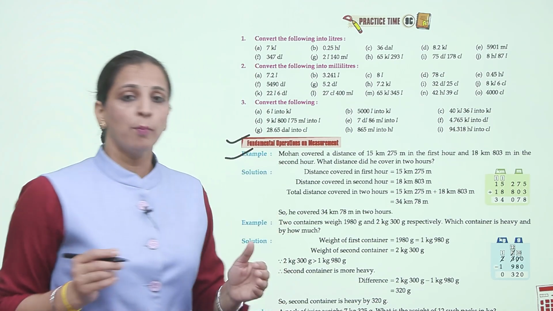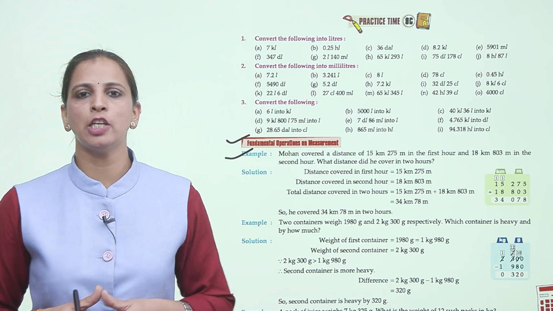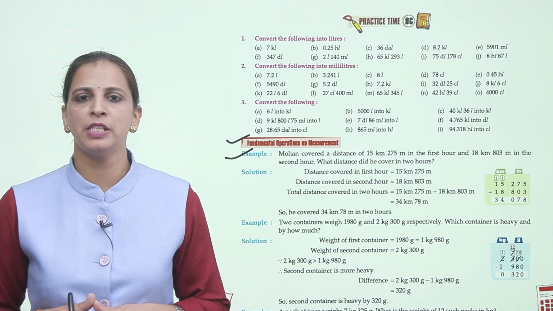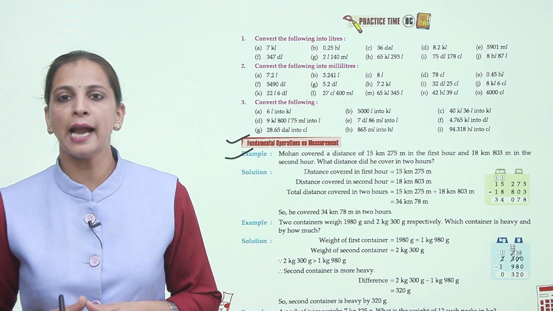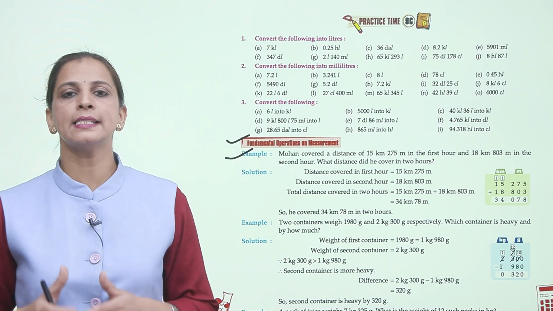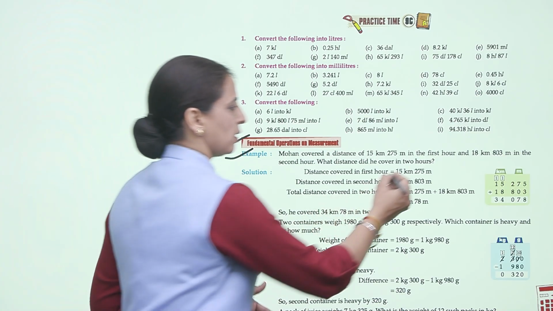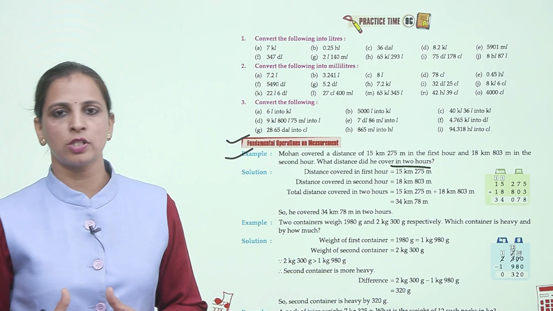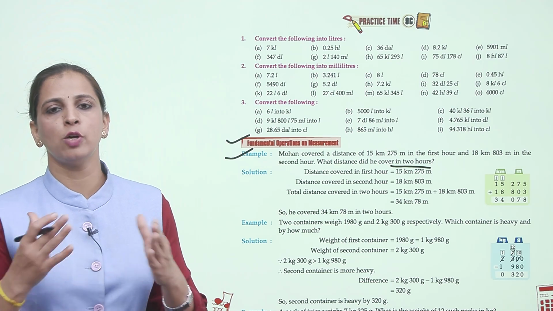एग्जाम्पल करते हैं. मोहन कवर्ड ए डिस्टेंस ऑफ 15 किलोमीटर 275 मीटर इन द फर्स्ट आवर एंड 18 किलोमीटर 803 मीटर इन द सेकेंड आवर. What distance did he cover in 2 hours? दोनों घंटों में कितना डिस्टेंस उसने कवर किया, तो दोनों घंटों में जितना किया उसको ऐड कर देंगे.